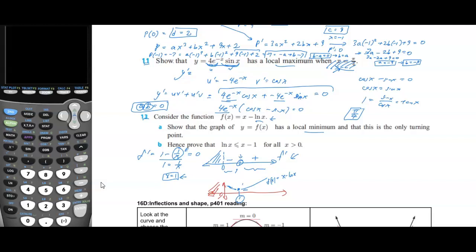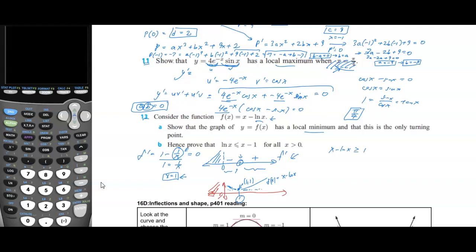So the coordinate of this minimum point is (1, 1). So basically, this function is always 1 or higher. So we could say that the function f(x) = x − ln x is greater than or equal to 1, because it's always higher than the height 1.